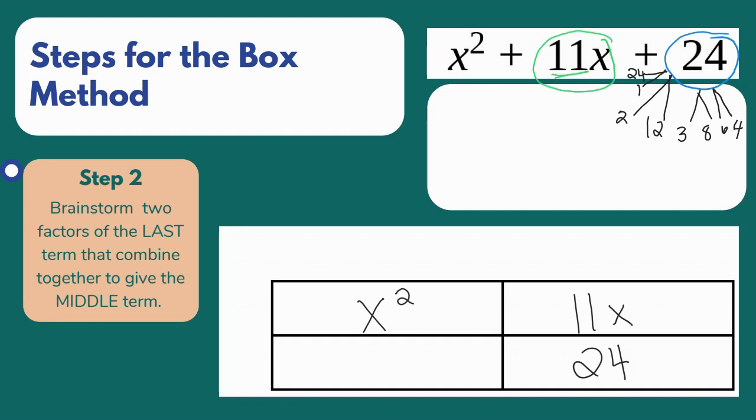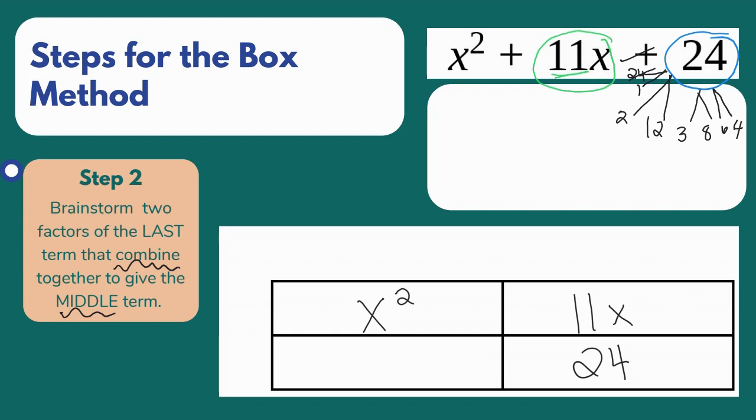Okay. And remember that our goal is that these factors that we've brainstormed will combine together to make the middle term, which is 11. So when we say combine, we mean that we can add or subtract in order to get that middle term. So if I look at my first factor pair, I have 1 and 24. I can't add or subtract 1 and 24 in order to make 11.